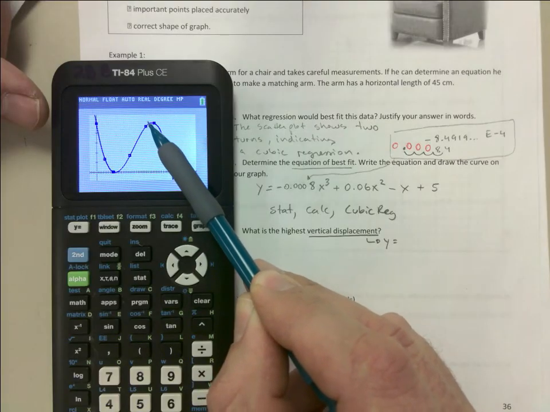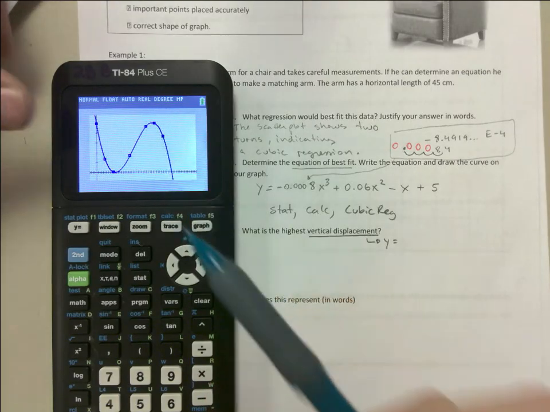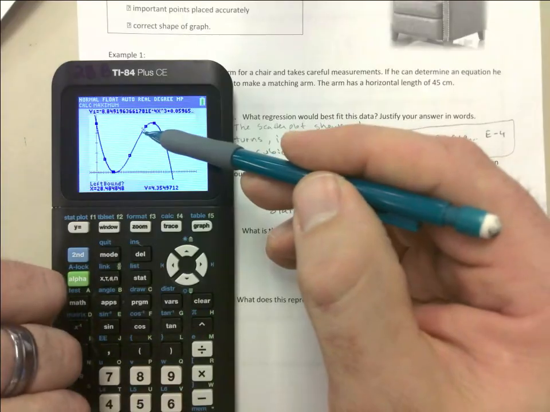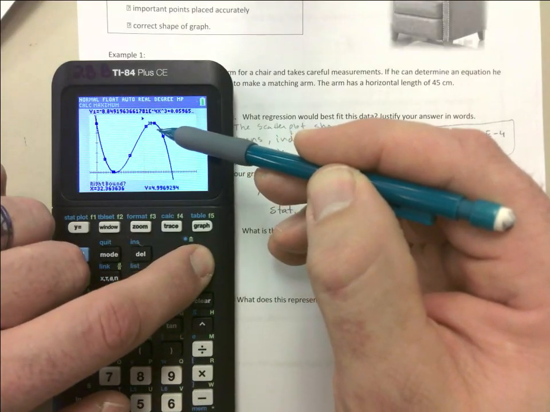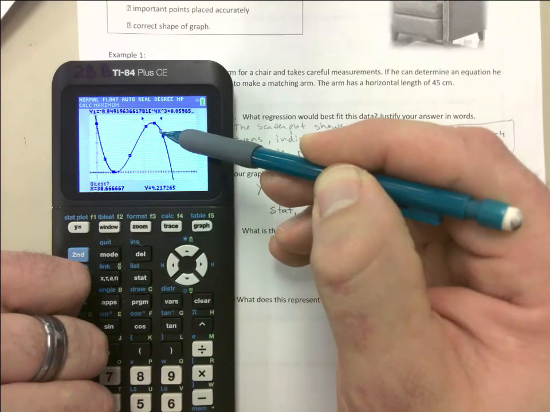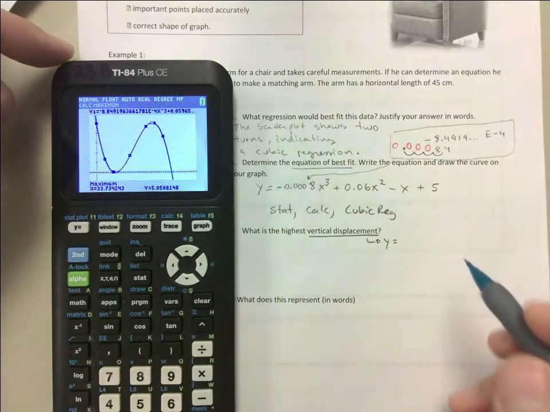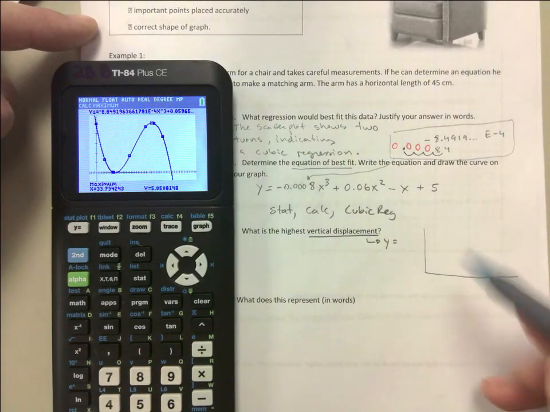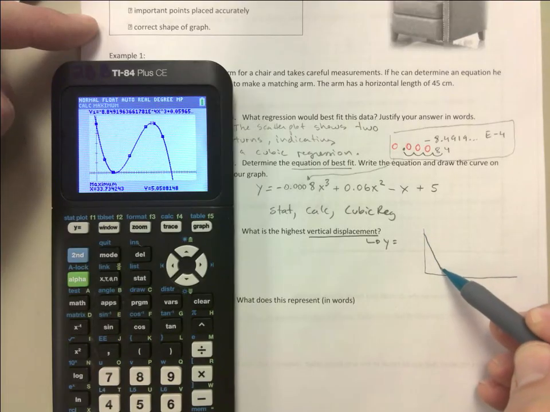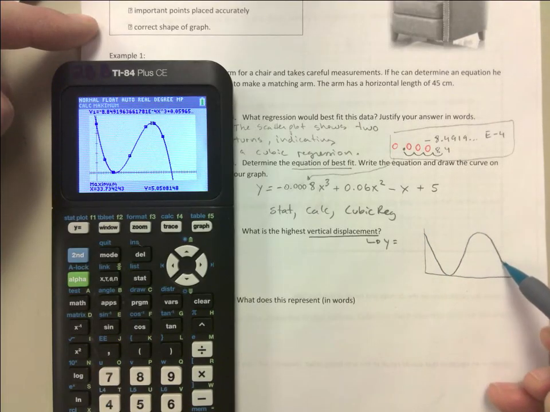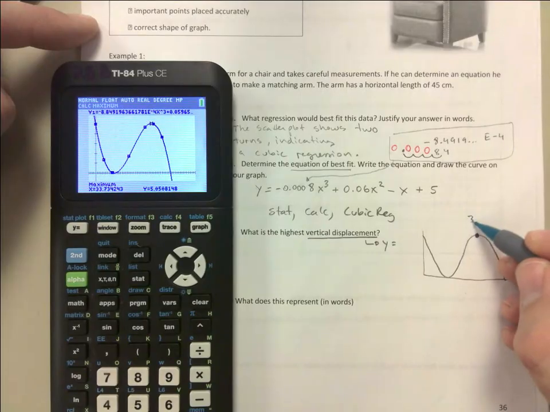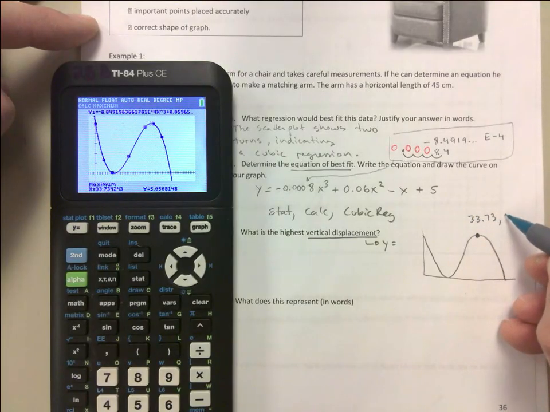Okay, so I'm gonna investigate. I'm gonna find this max here, second trace max. I'm gonna hit enter and enter again. So maybe I'll just do a little sketch here on the side where I just see this, it goes up and then back down. This point right here is 33.73, 5.05.